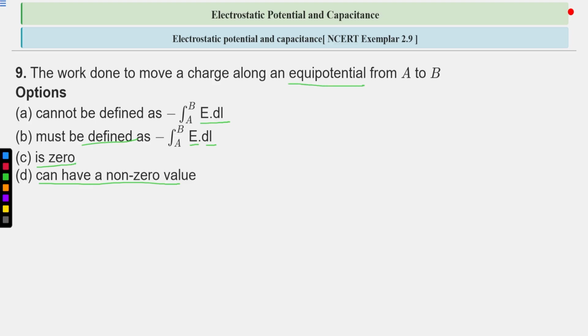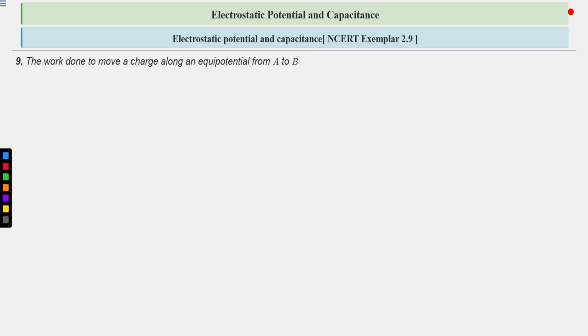We know that on an equipotential surface, the potential difference between any two points is 0. So if the potential difference is 0, the work done is also 0. And what is this E dot dl? This is not work done. I will give you some time to think about it. So option C is correct, which is 0.